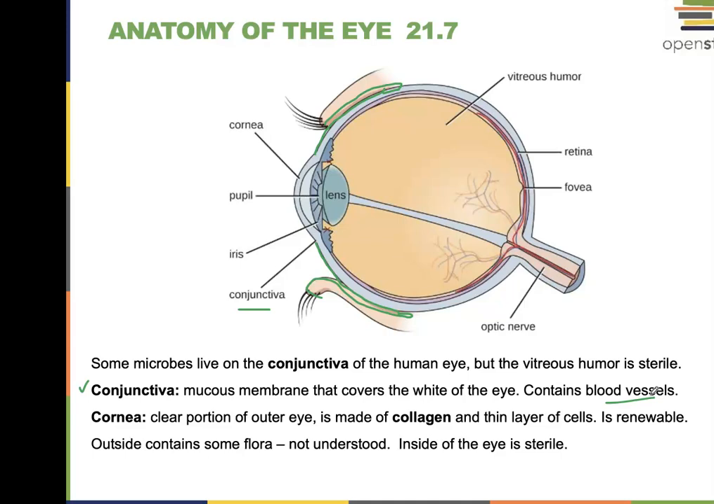And that's why when you get irritated in the eye, your eye becomes red. And notice that it's only the conjunctiva, the membrane, that becomes red, and not the cornea. The cornea is going to always stay clear.